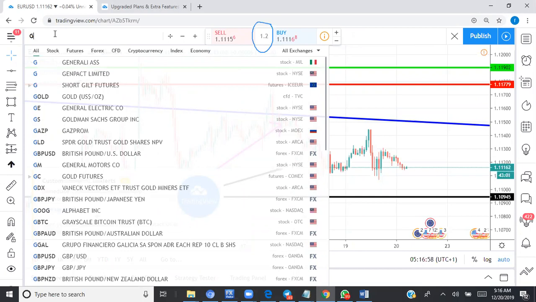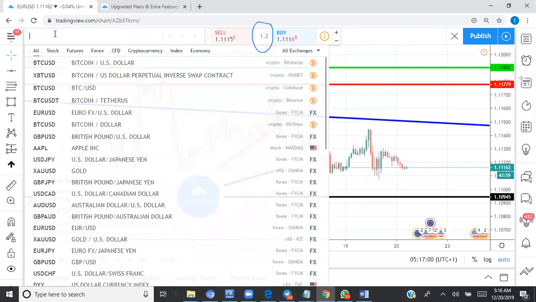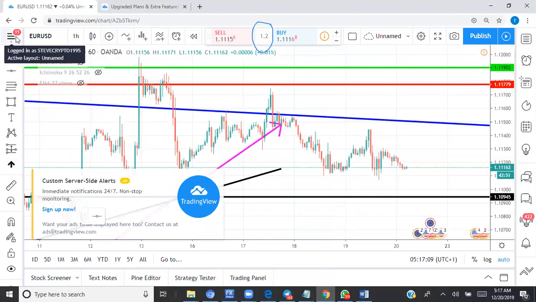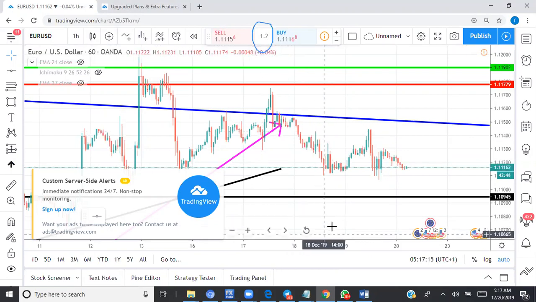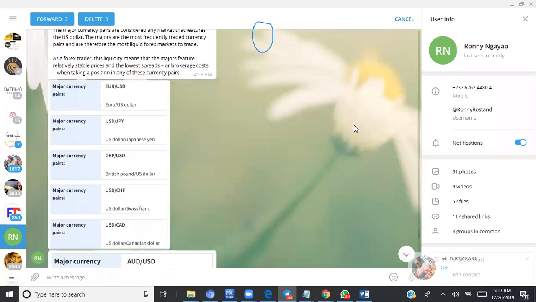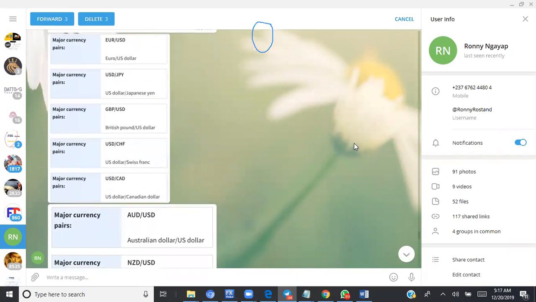So for example, we have taken the case of Euro USD, which we have found that when we first opened Euro GBP, we saw that the spread was 1.6, and now Euro USD, the spread is 1.2. So it's cheaper to trade major currency than minor currency. And when we go back, we are going to see a list of those major currency pairs so that we know when to trade them.